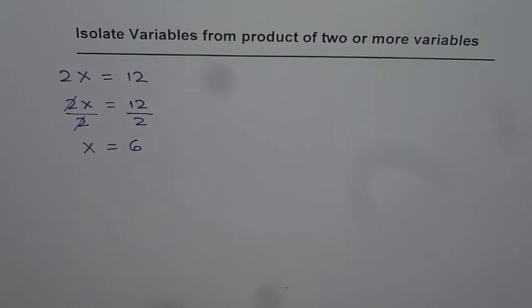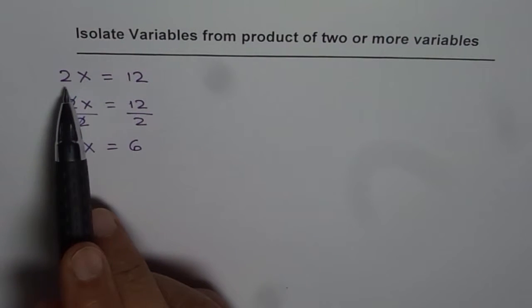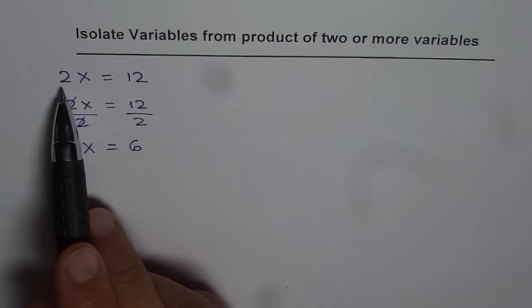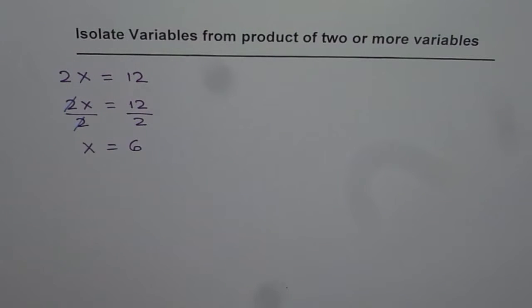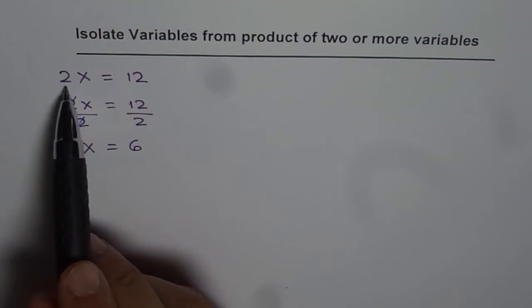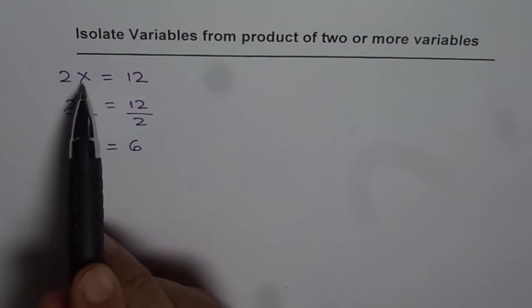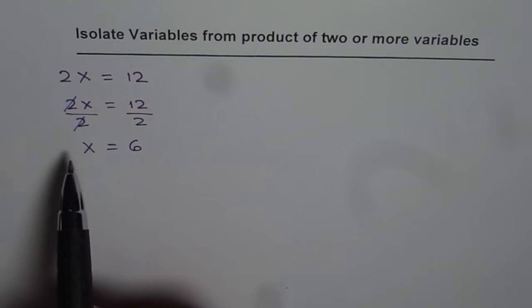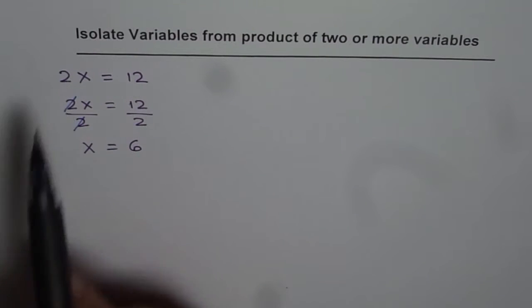Now let us take another example. In this case it was product, so we divided by the coefficient of x, right? So in this case there was product of a number and the variable. To isolate variable x, we divided by the coefficient 2, right?